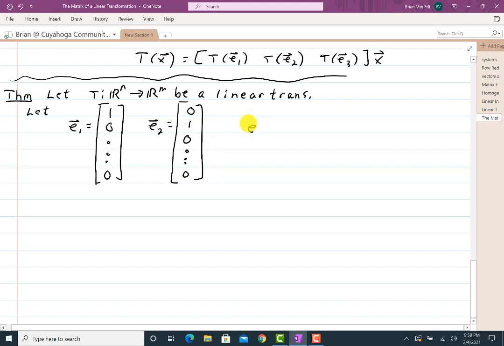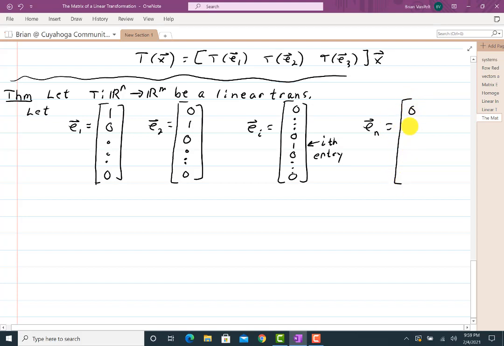So if you want a general Ei, you'll have zeros, then you'll have a 1, and then zeros thereafter. And of course, that 1 is the ith entry. And then finally, go all the way up to En. Since we're in Rn, we've got n of these things. This is where we have all zeros until we get to the last entry.